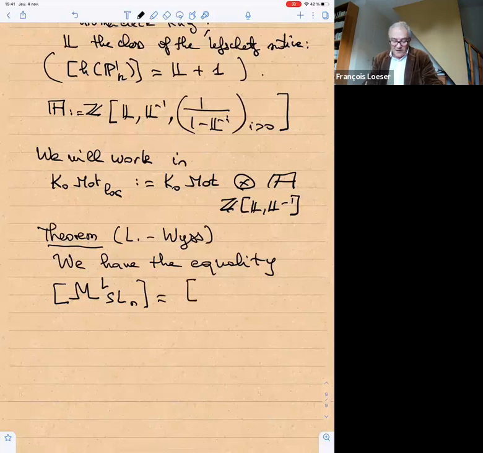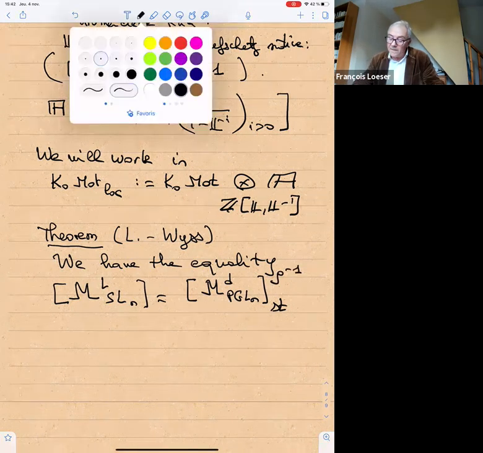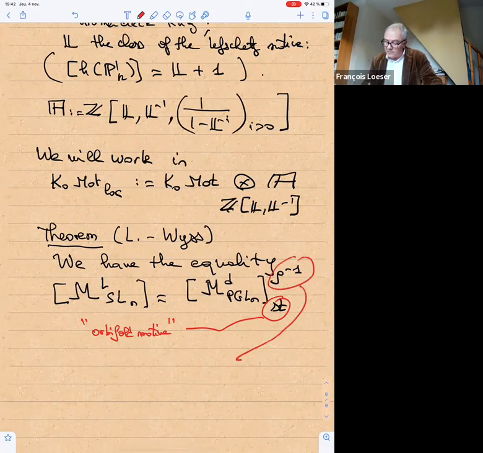Which is very much the same. And here we have to take a stringy version and a twisted version. So this refers to a stringy version, and this refers to a twist.